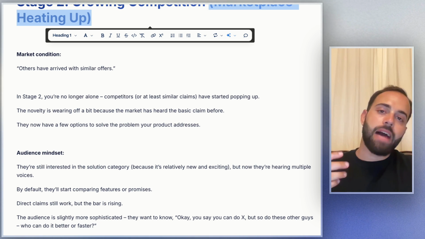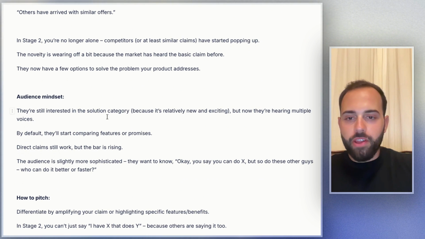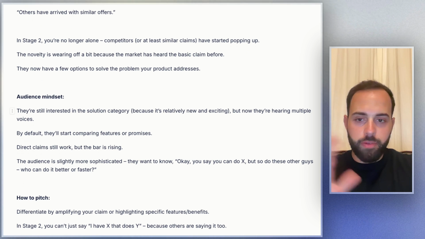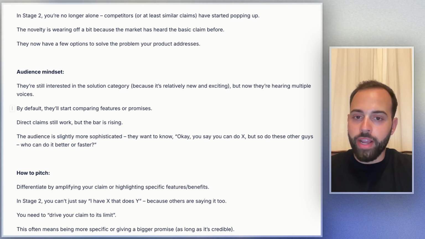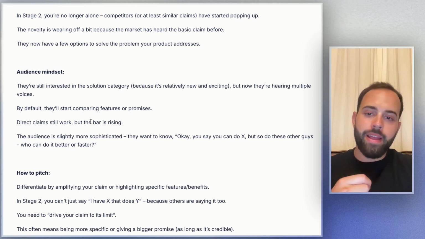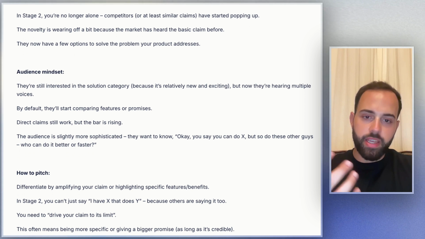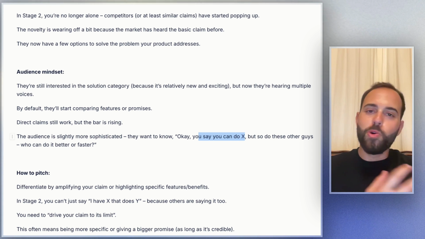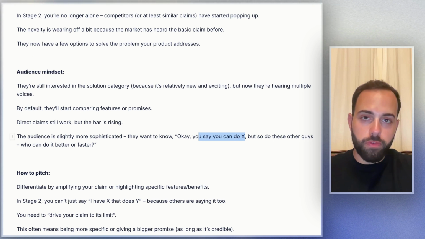So now it means that they have a few options and they need to decide which option is the best. So they're still interested in what you offer because it's relatively new, but they're now hearing it from different people. They're hearing different pitches. So by default, this means that they're going to start comparing features and claims. And the bar in this case is rising because the audience is now more sophisticated. And essentially what they're thinking is, okay, you say that you can do X, but so do these other guys. So who can do it better? Who can do it faster? Who can get me the best results? And ultimately, who has the most proof?